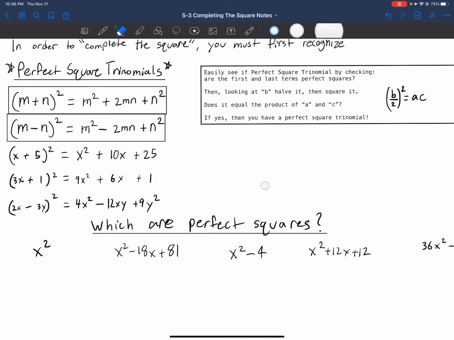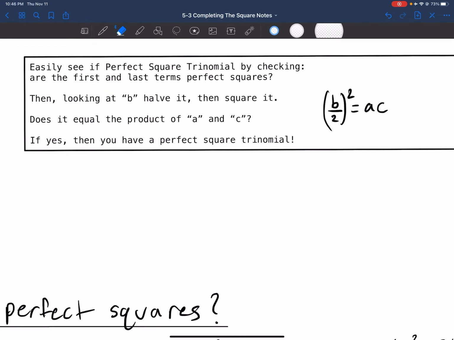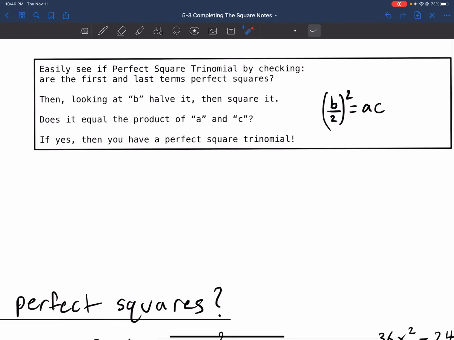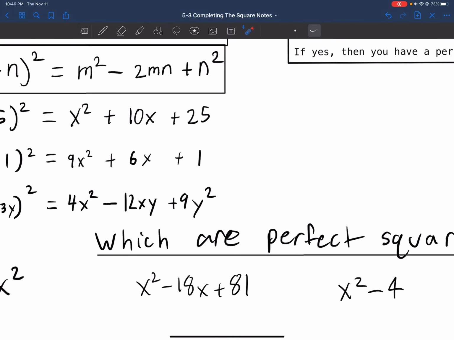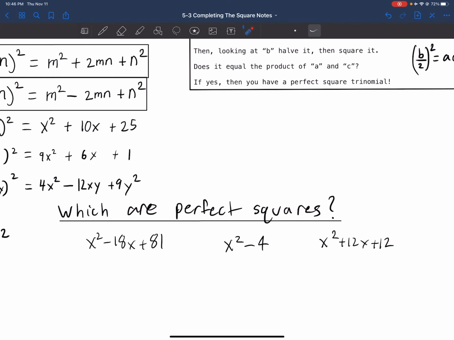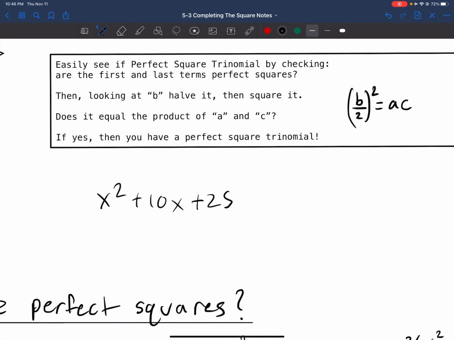So, how can you quickly tell if something is a perfect square trinomial? If you get a trinomial, you start with this checklist. Are the first and the last terms perfect squares? We see in all of these examples that's true. So let's pick one and say x squared plus 10x plus 5, and go through the process of how I would quickly check if it is a perfect square trinomial. The first and last terms are definitely perfect squares, so check. Then, looking at b, the middle term, 10, halve it, then square it.